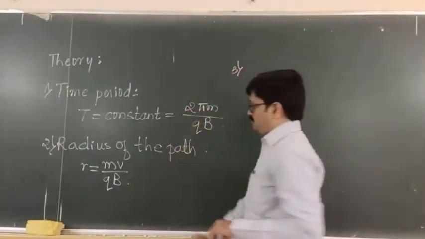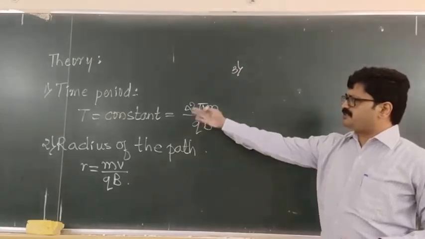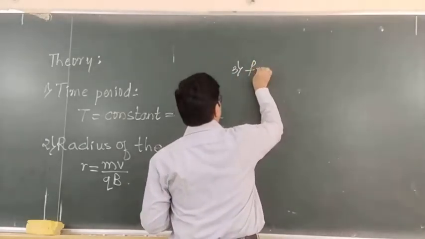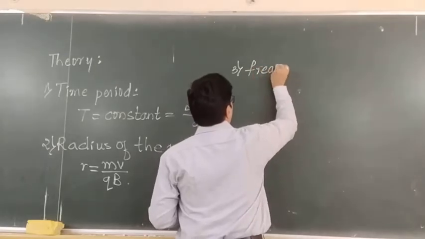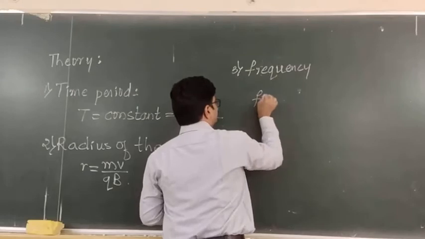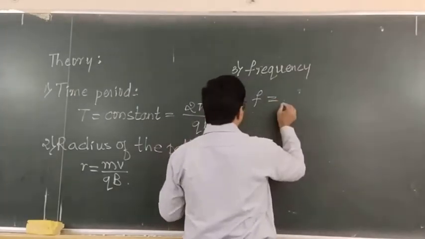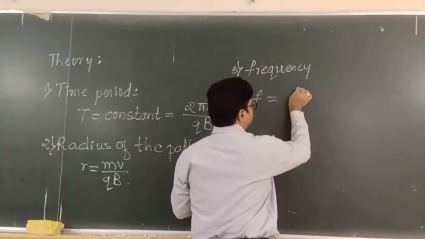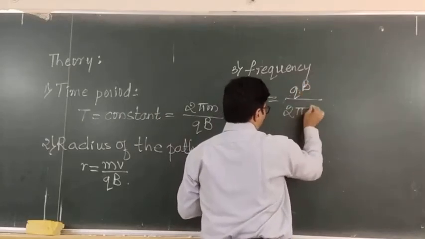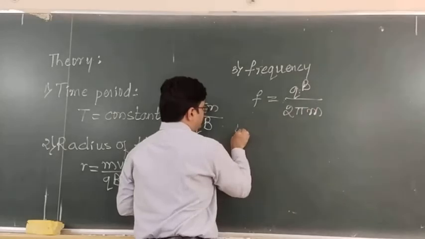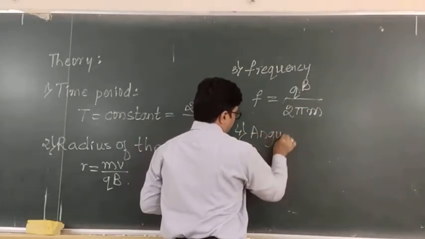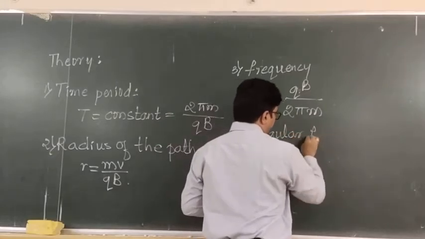Thirdly, on the basis of this particular time period, I can also write the frequency. Frequency f is equal to 1 over time period, which is nothing but qB divided by 2 pi m. Then fourth, angular frequency.